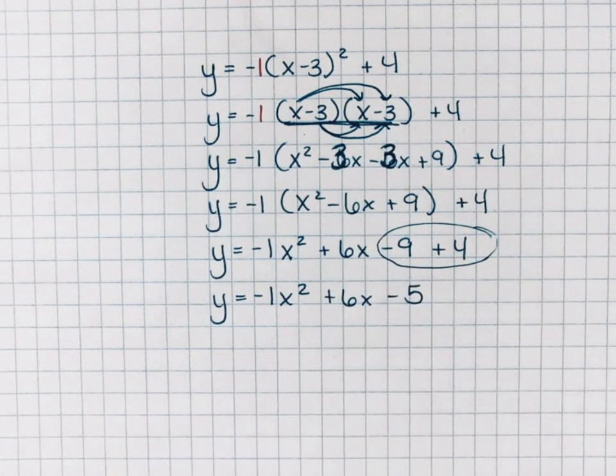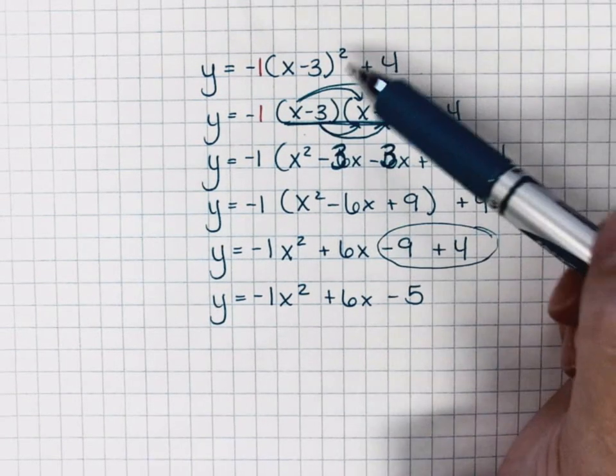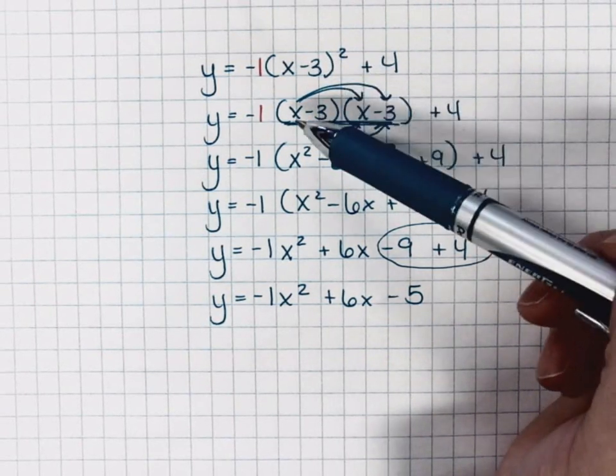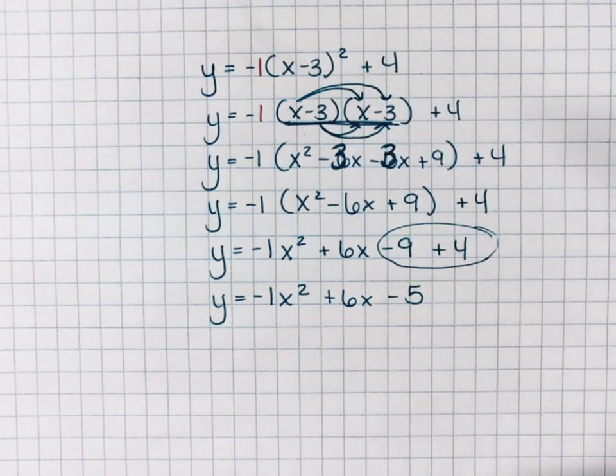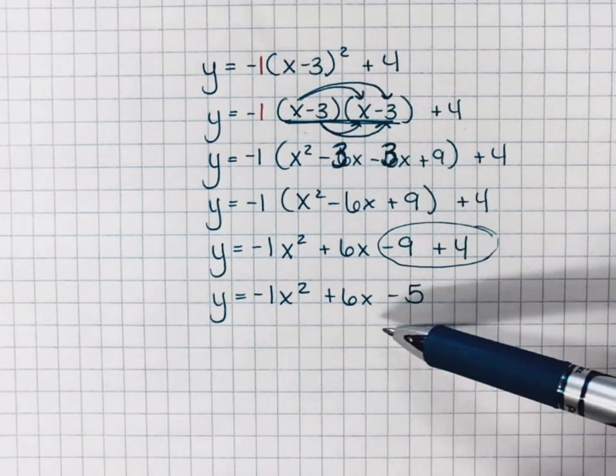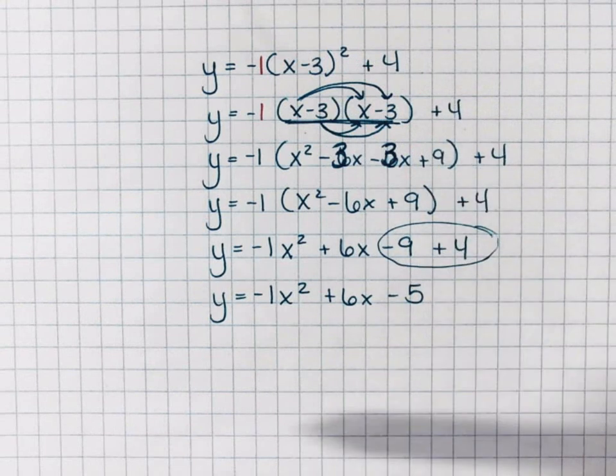Where's my y-intercept? -5. There's a lot of math for -5. Could I have just used my vertex form and substituted 0 in here and done some math? Yeah, you totally could have done that as well. That would have worked as well. But sometimes you will be required to put it into standard form, so you do need to know how to do this. And that's just order of operations.